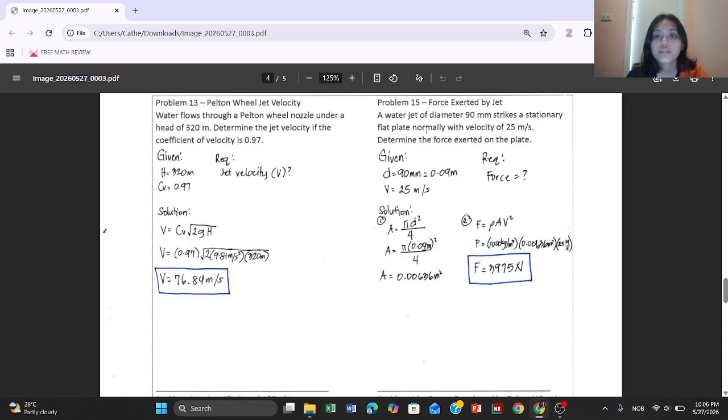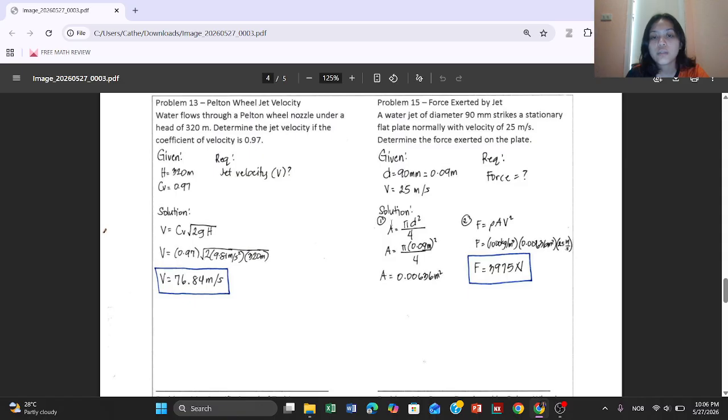Next, problem number 15 is about force exerted by a jet. A water jet of diameter 90 mm strikes a stationary flat plate normally with a velocity of 25 meter per second. Determine the force exerted on the plate. We have a diameter of 90 mm, or 0.09 meters, and a velocity of 25 meter per second. So the required is the force exerted on the plate.